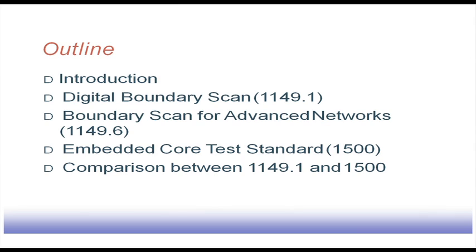Apart from the introduction, we will see the standard 1149.1. This is an IEEE standard for digital boundary scan, where the chips that we have are all digital chips. There is also an advanced protocol, 1149.6, which works for analog chips also. If you have mixed signal chips, then this will work for that. We will not go into the details of 1149.6, knowing that it is otherwise similar to 1149.1, but it can also handle analog chips in its way.